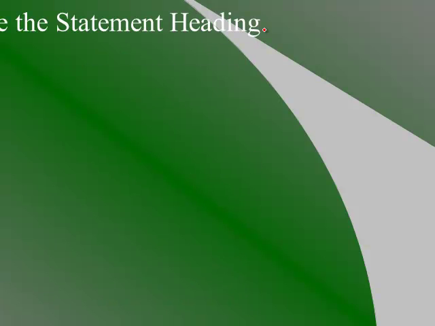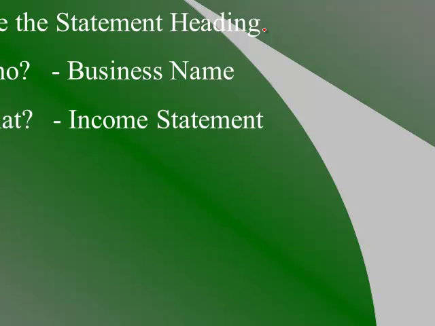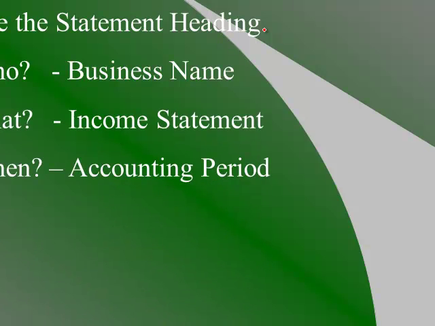There are 4 steps in preparation of an income statement. The heading, the who is the business name, the what is the income statement, and the when is the accounting period. Once again, I want to emphasize, this is not a particular date, it is the period of time covered by these financial statements, or in other words, the accounting period.